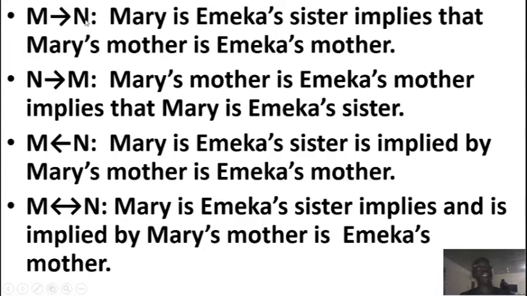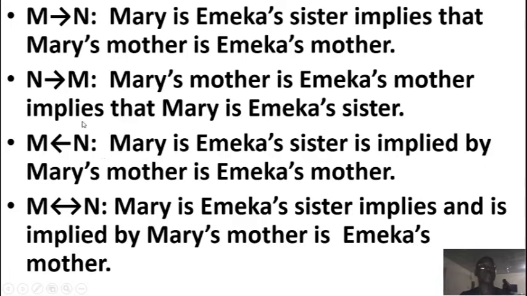Now, M implies N means Mary is Emeka's sister implies that Mary's mother is Emeka's mother. I think this one you know it is true. If you are my sister, then your mother is my mother. Again, Mary's mother is Emeka's mother implies that Mary is Emeka's sister. We check it here. Is it true? Yes. It means that once this statement is made, the converse is also true. If this is true, the reverse is also true.